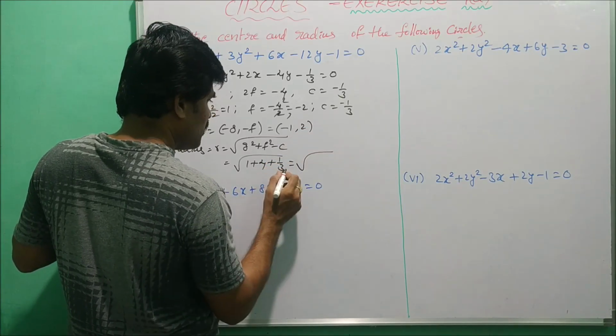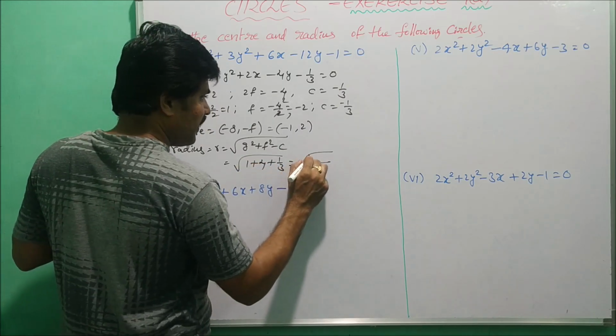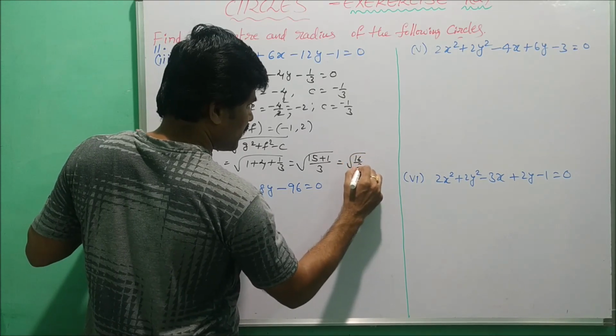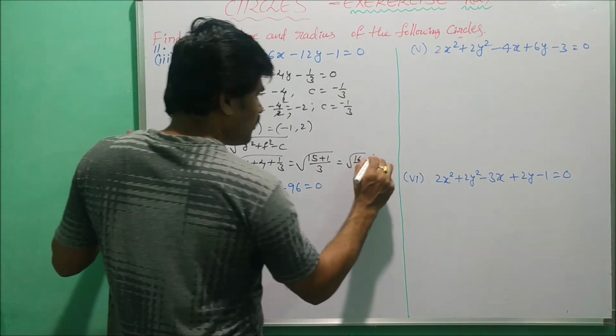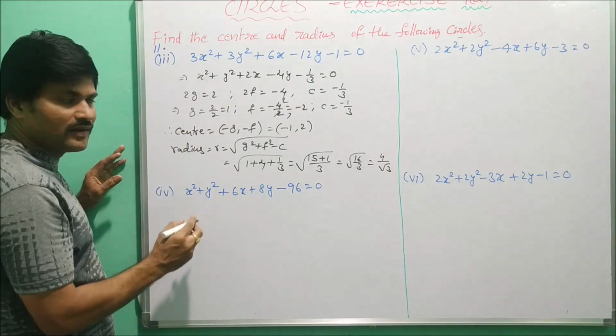Now that equals, here the LCM is 3, 1 plus 4 is 5, 5 into 3 is 15, plus 1. That is the square root of 16 by 3. That means 4 by root 3. This is the radius of the circle.